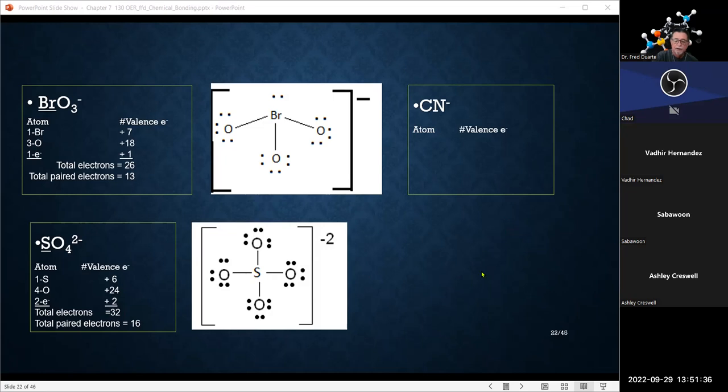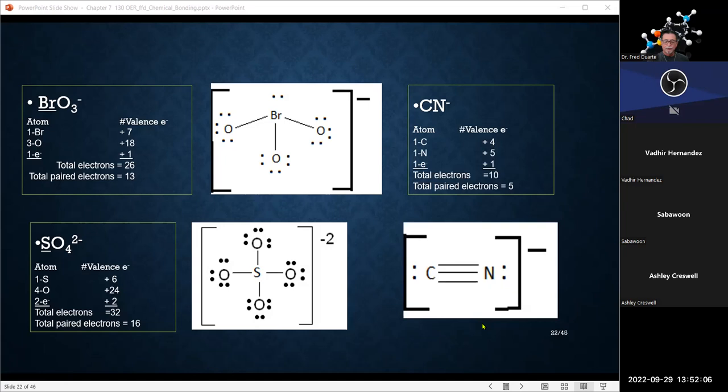And finally, the CN negative polyatomic ion, otherwise called cyanide. 4 for the carbon, 5 for the nitrogen, and then we're going to add 1 because of the negative charge. So here we have a total of 5 pair, a total of 10 valence electrons. I'll let you go through the process, but you end up with, again, like we did the first one, a triple bond between the two, and then a lone pair on both.